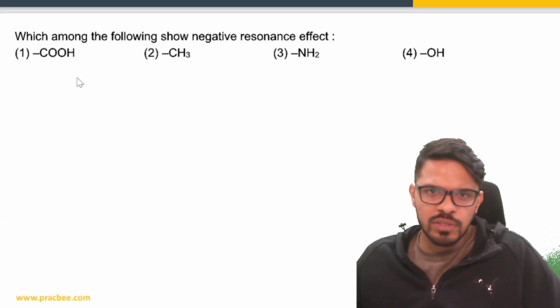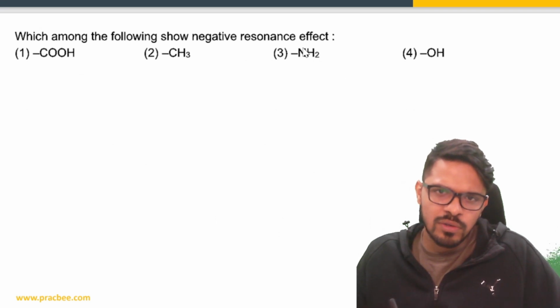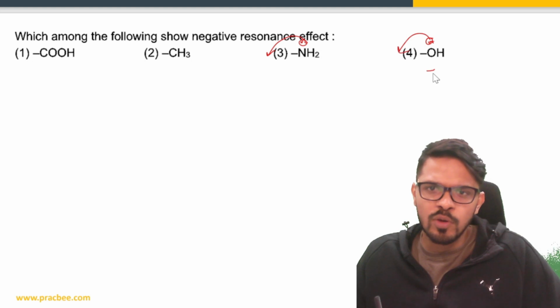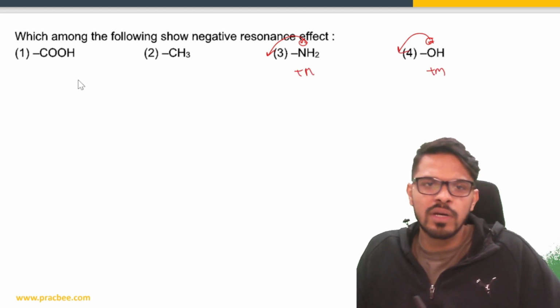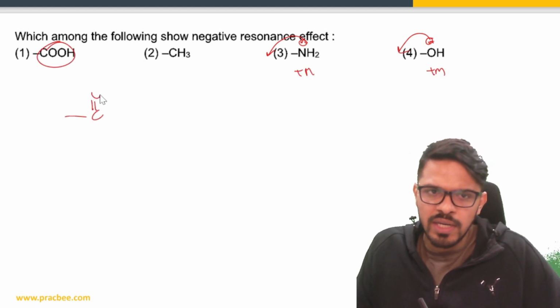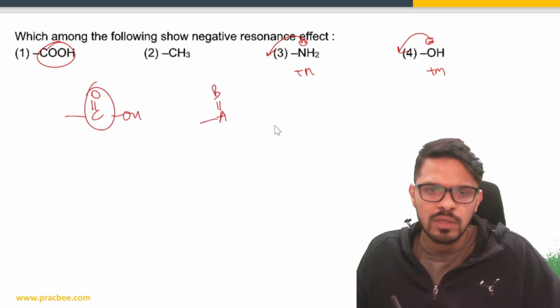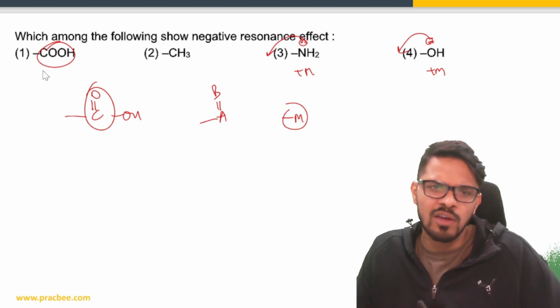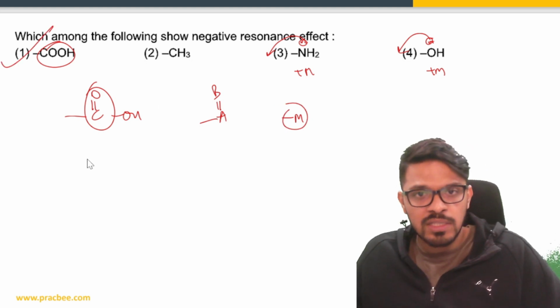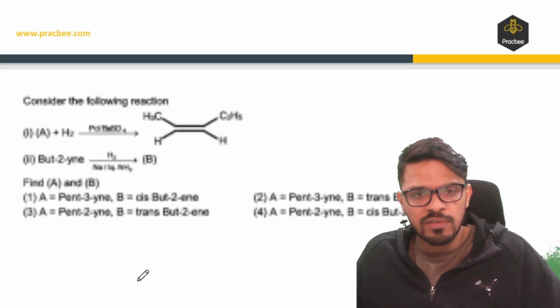Which of the following shows negative resonance effect? So NH2, nitrogen we just discussed is plus M group, oxygen is plus M group. But if we talk about CHO, again it has A double bond B. You can see here it is A double bond B. So it shows minus M, which is minus R or minus M is the same thing. CHO has negative resonance effect.